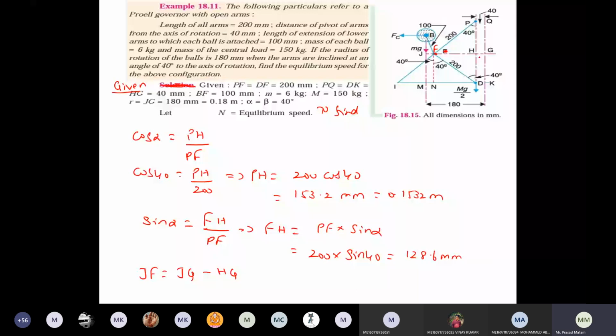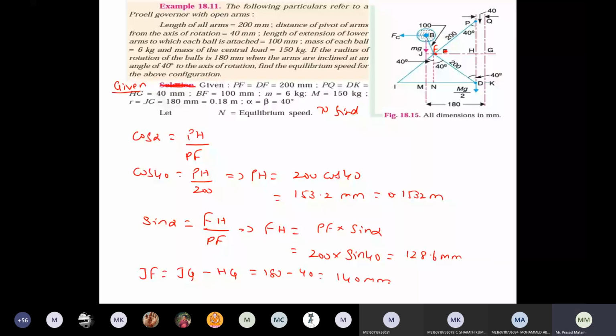What is the answer we are getting from solving this? What is JG length? JG is nothing but MK, which is equal to 180 mm. Already it is given at the bottom. What is HG length? 40. HG, already 40 mm they have given, right? Offset distance is 40 mm. It is mentioned, right, axis of rotation is 40 mm. We are getting it as 140 mm, JF we got.